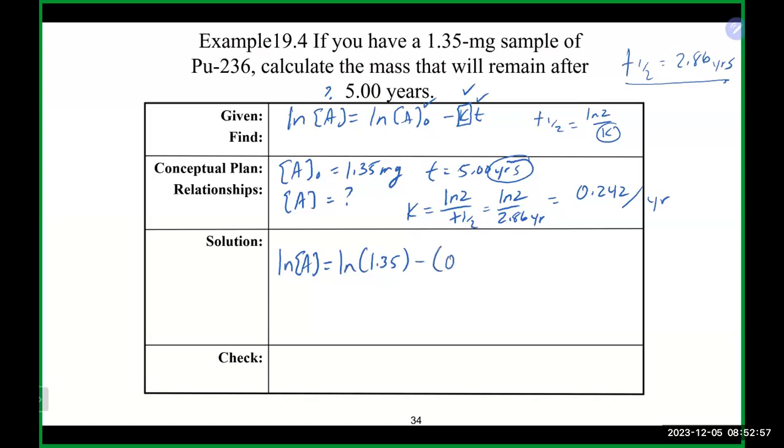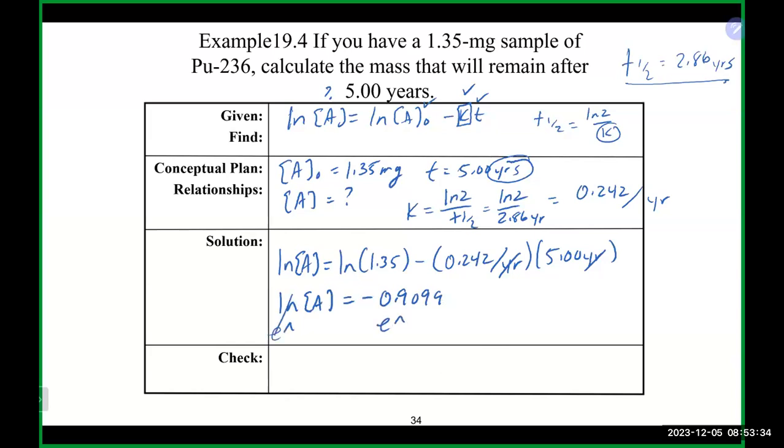Minus our decay constant that we just found, which has reciprocal years, times our 5 years. And again, this is why it's important, so that our units there cancel out. That's going to get us, if we clean up the right-hand side here, a natural log of 1.35 minus 0.242 times 5. And that's going to give us that natural log of A is equal to minus 0.9099. We'll call it.